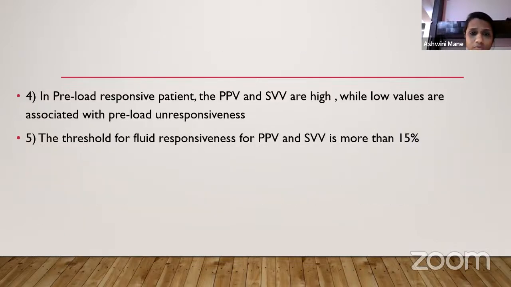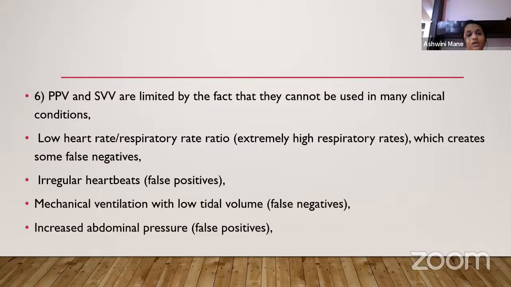In a preload responsive patient, the pulse pressure variation and stroke volume variation are high, and low values are associated with preload unresponsiveness. The threshold for fluid responsiveness for pulse pressure variation and stroke volume variation is more than 15%. So pulse pressure variation and stroke volume variation are limited by the fact that they cannot be used in many clinical conditions, like a low heart rate to respiratory rate ratio, which creates some false negatives.